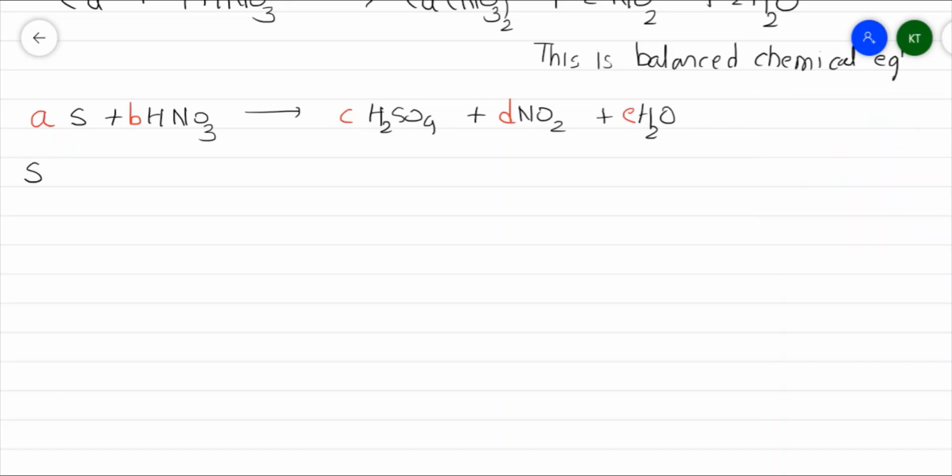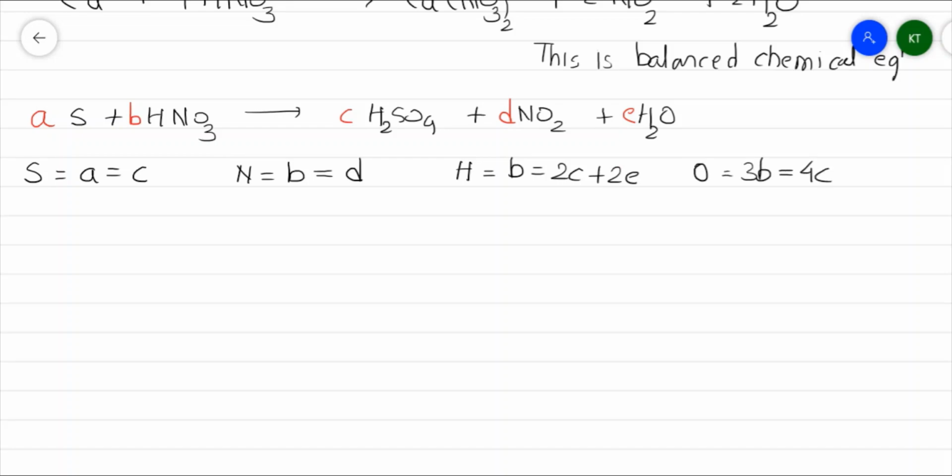So for sulfur, I have A is equal to C. Then for nitrogen, B is equal to D. You know the process now, we do it rapidly. Then for hydrogen I can write B is equal to 2C plus 2E. And then for oxygen, I'll write 3B is equal to 4C plus 2D plus E. So like this way you try to find out the coefficient values and we get the equation.